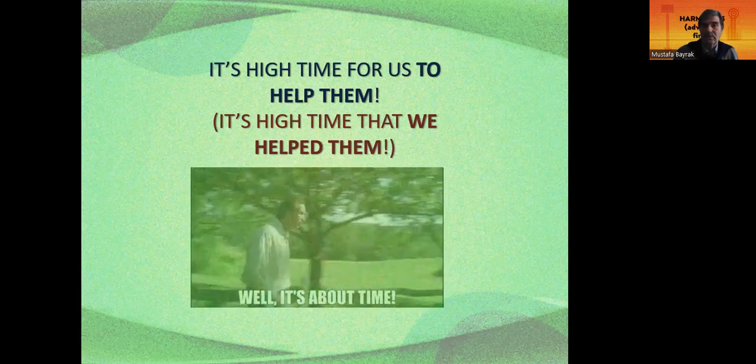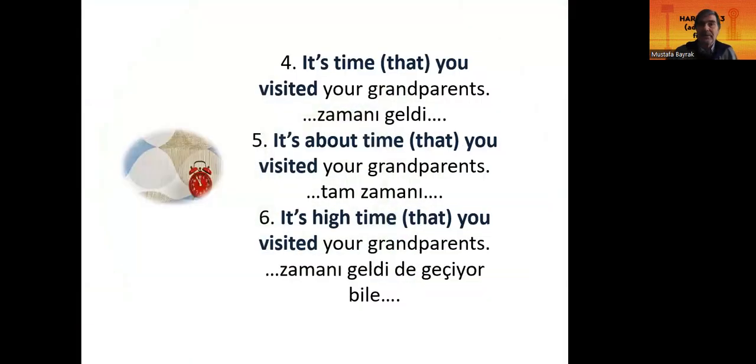This is really important. For example, it's time that you visited your grandparents. If you don't use "that," it is still clear that there is "that." It's time you visited your grandparents, or it's time that you visited your grandparents. Or it's about time that you visited your grandparents. It's high time that you visited your grandparents.